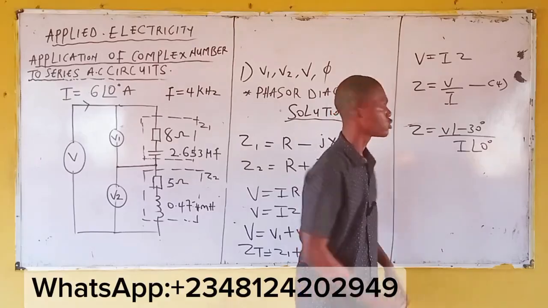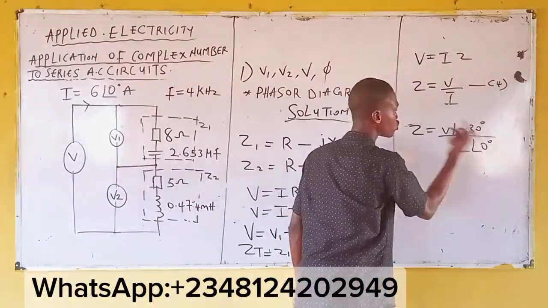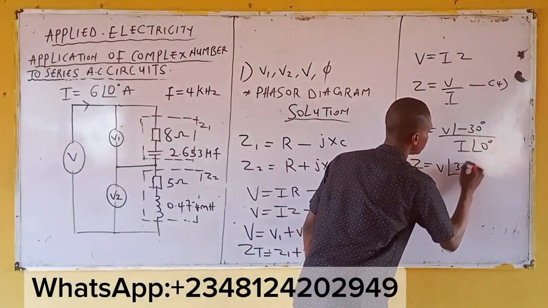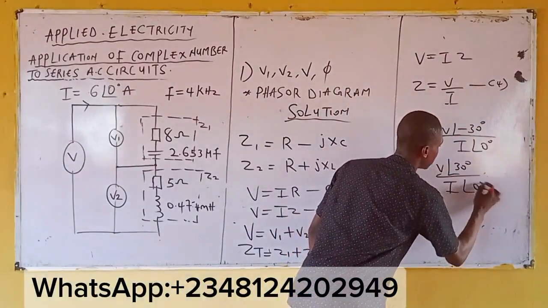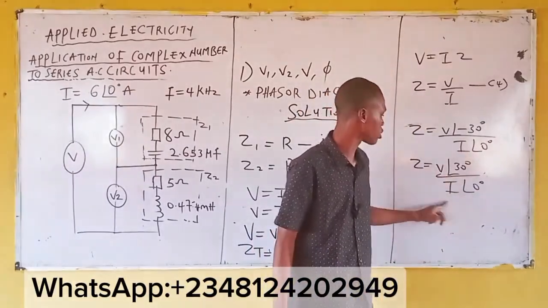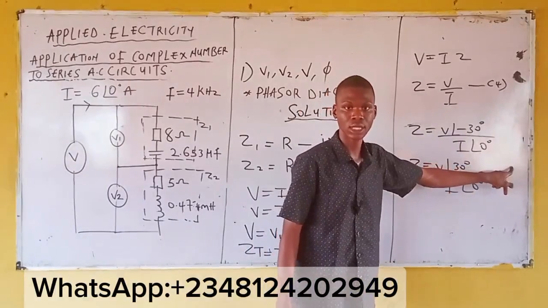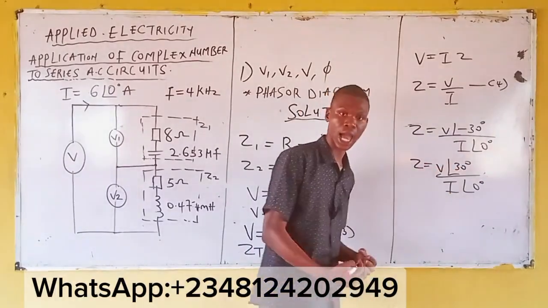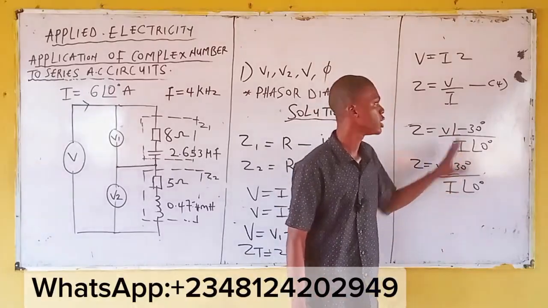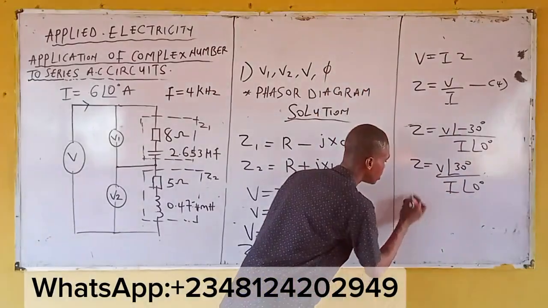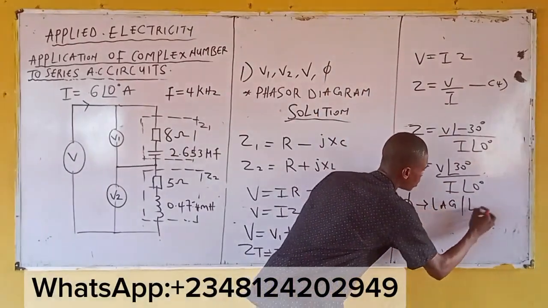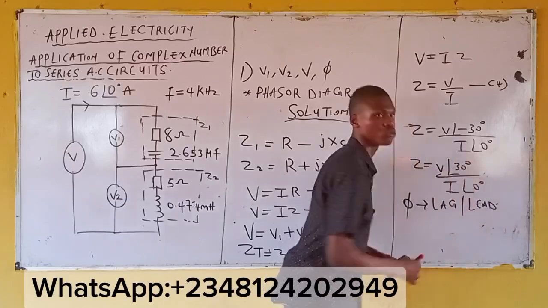Are you getting me? So let's say by the time you solve equation 4, you got something like this: V, then 30 degree over I. What will be your conclusion here? The voltage leads the current by 30 degree, right? In other words, current lags the voltage by 30 degree. So depending on what you will be getting, you come to a conclusion by saying your phase angle is lagging or leading. By the time you solve, you are going to know.